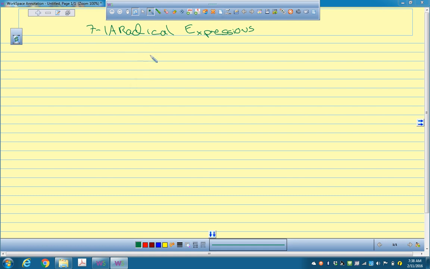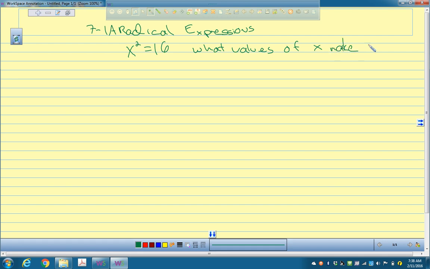So this is chapter 7, x squared equals 16. You don't have to write anything on your whiteboard yet, okay? What values of x make the equation true? Who can tell me that? Meadow can tell me. 4. There's another one though. What else?